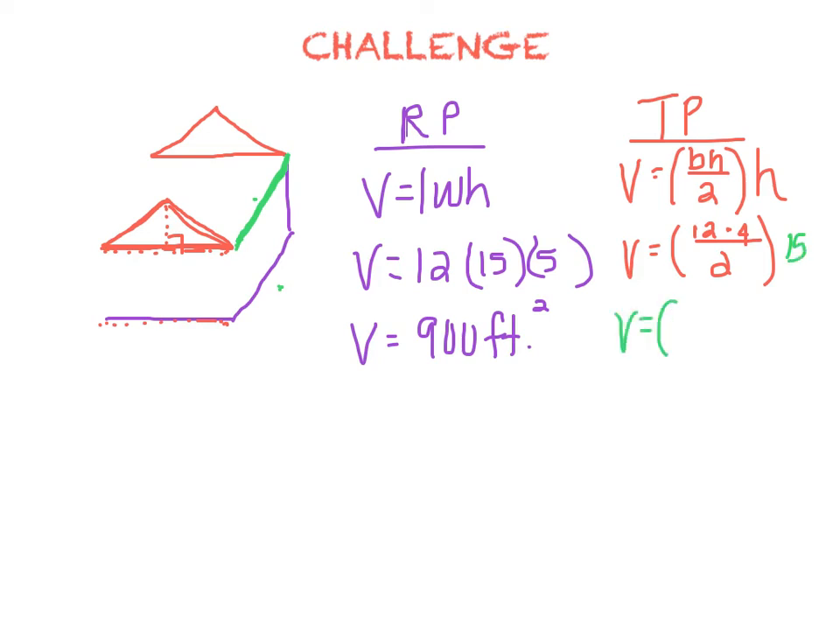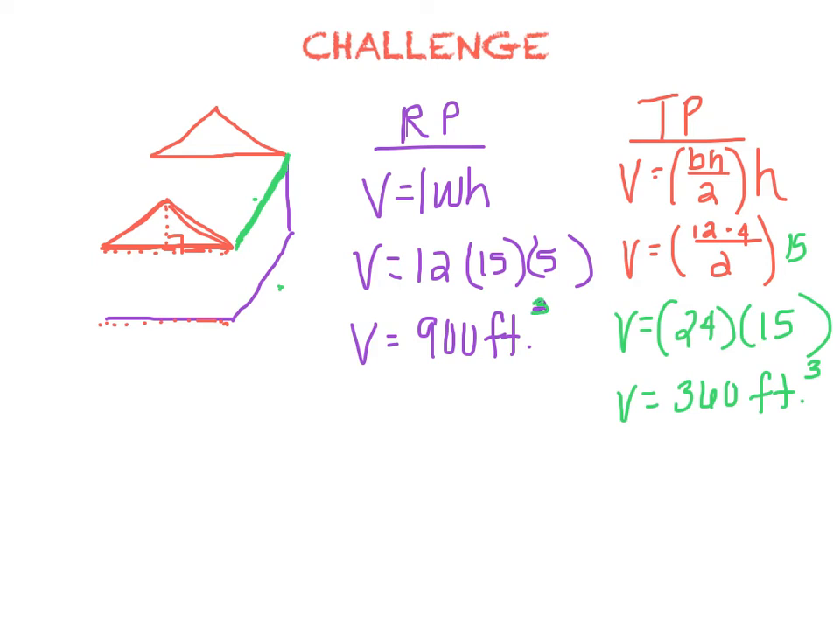Parentheses first, 12 times 4 is 48. 48 divided by 2 is 24. And then I'm going to multiply that by 15. So the volume of the top part of the house is 360 feet cubed. I just realized this should be cubed too.